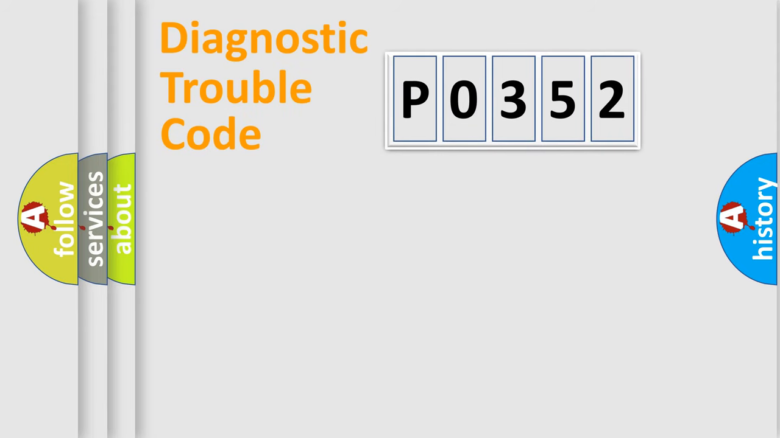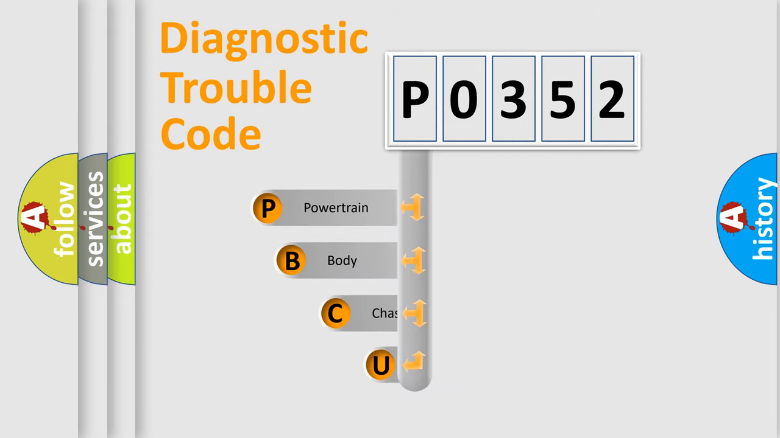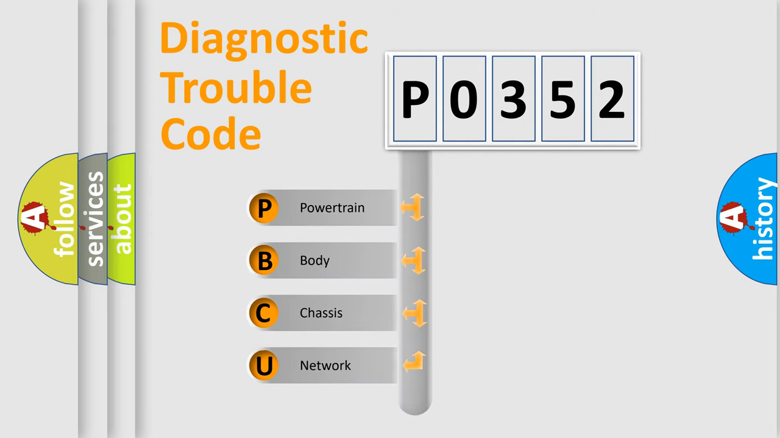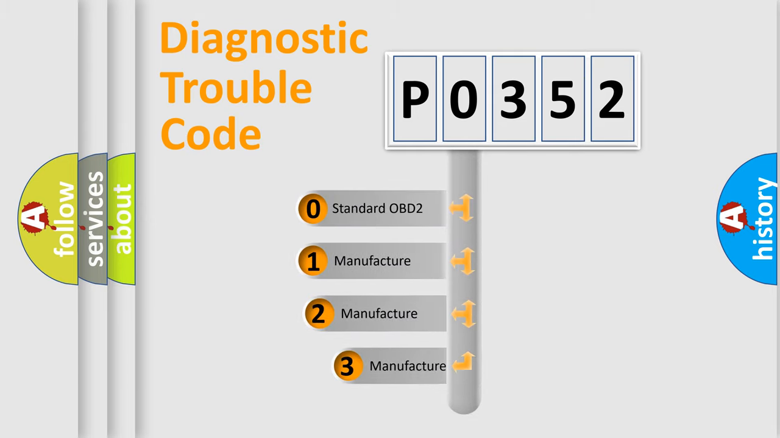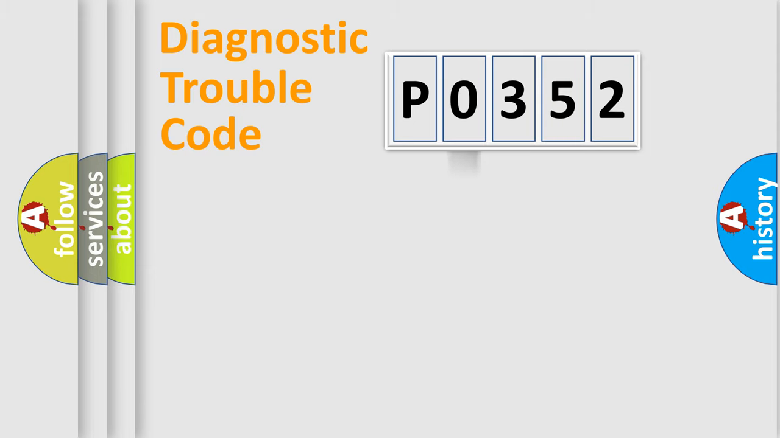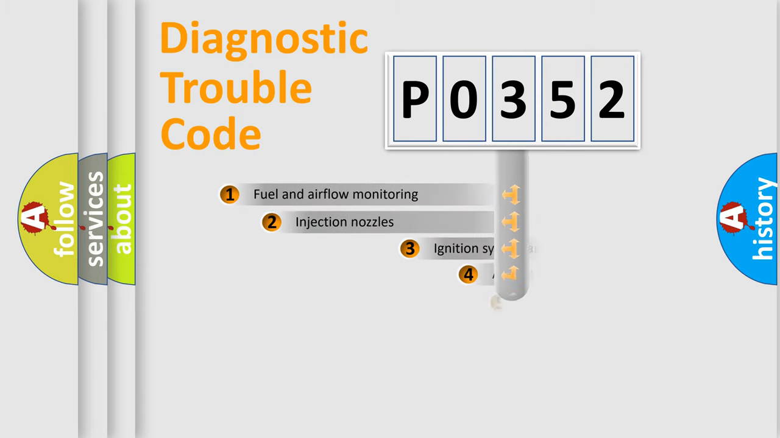Let's do this. First, let's look at the history of diagnostic fault code composition according to the OBD2 protocol, which is unified for all automakers since 2000. We divide the electric system of an automobile into four basic units: powertrain, body, chassis, network. This distribution is defined in the first character of the code. If the second character is zero, it is a standardized error. In the case of the numbers 1, 2, 3, it is a more specific expression of a car-specific error.